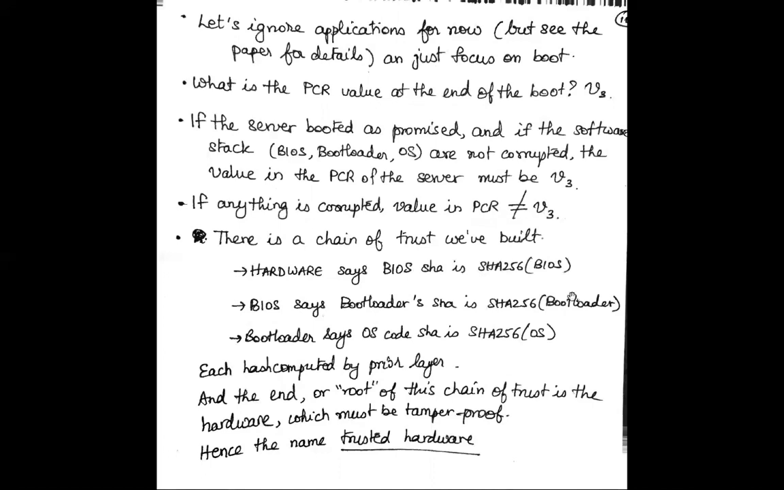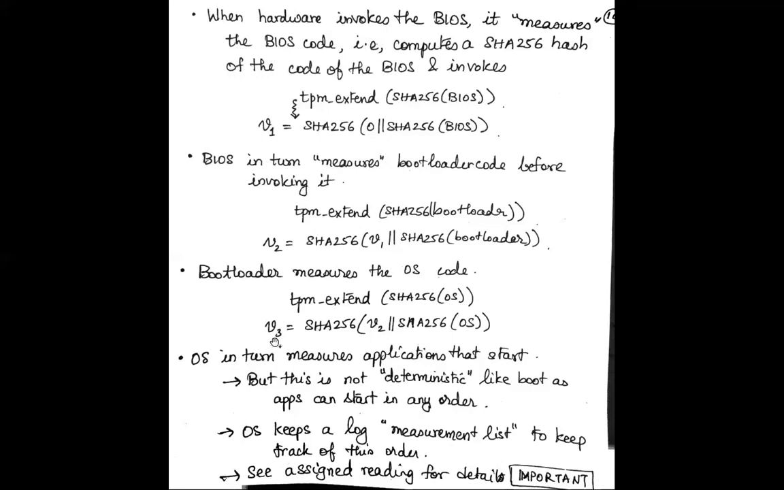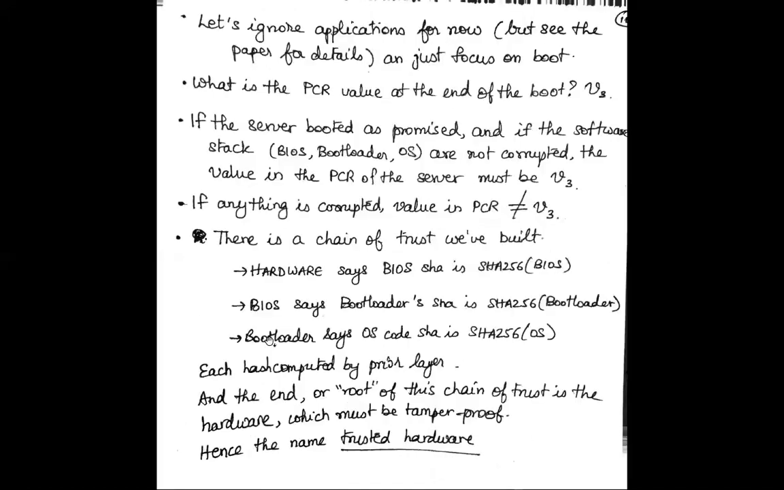Okay, so we are going to be ignoring applications for now. Okay, and as I said, look at the paper for detail. We'll just focus on this boot process. Okay, so what is the value of the PCR at the end of this boot? Well, it's V3, right? Ignoring this step, just assume that it's V3 for now.